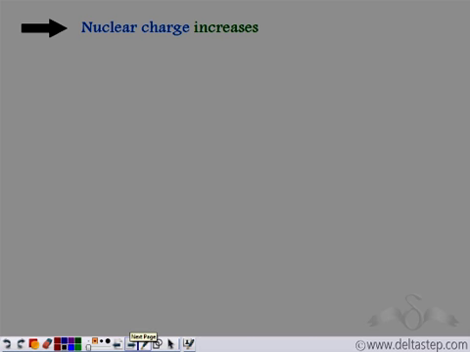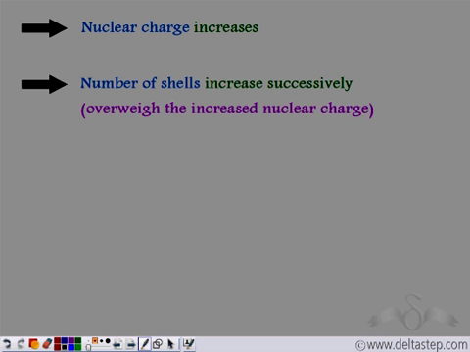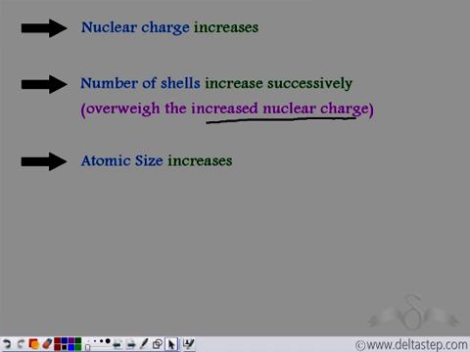So let's revisit what happens in a group. When we move from top to bottom, the nuclear charge increases. Also, in a group, as we move from top to bottom, the number of shells increases successively. The increased nuclear charge tends to pull the electrons close, but the increased number of shells outweighs the effect of increased nuclear charge. So, in effect, the atomic size increases because of the increased number of shells.